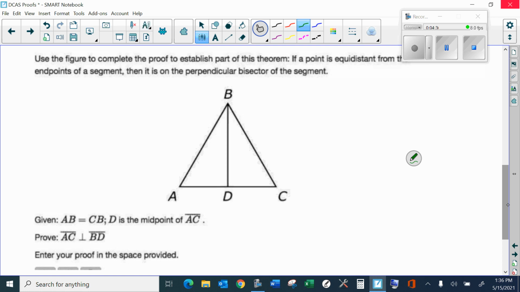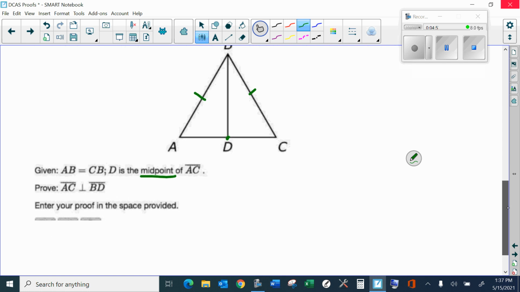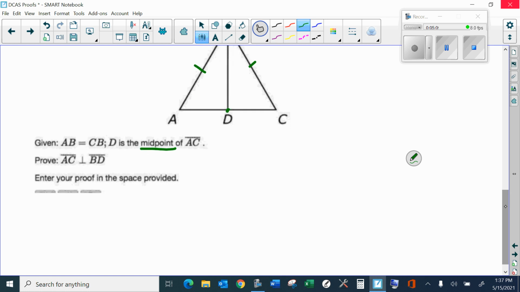Okay, so here we're given length AB. Remember, there's nothing above it. Length AB is congruent to CB. D is the midpoint. Remember, there's a vocab word. So if it's a midpoint, we're going to be able to say, by definition of midpoint, that AD is congruent to CD. Enter your proof in space provided. So 1 is the given. Okay, I'm just going to draw that right there. Reason: given.